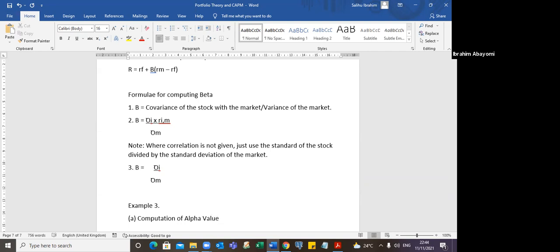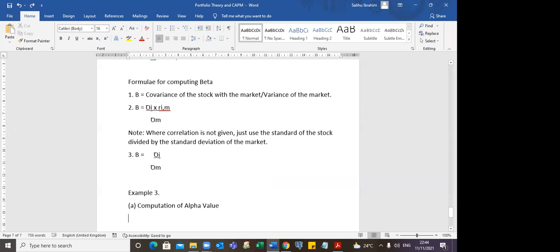Computation of alpha value. That's requirement A. Step 1 is to compute what? Compute the beta of each security, or we call it stock, or shares. Compute the beta of each security, stock, or we call it what? Shares.